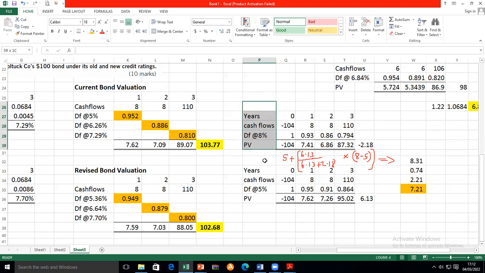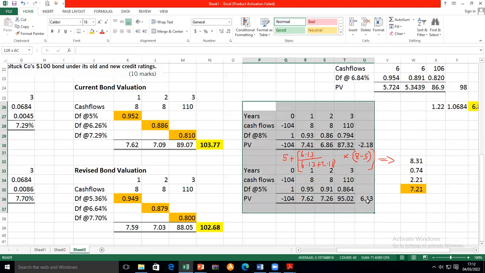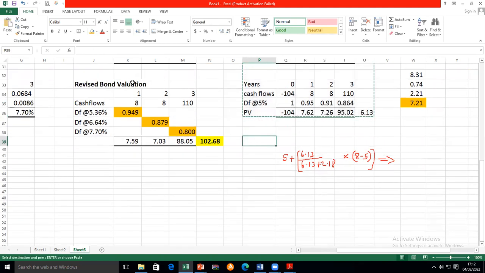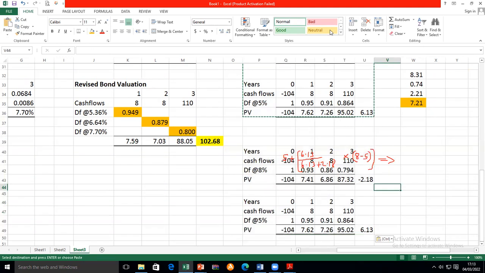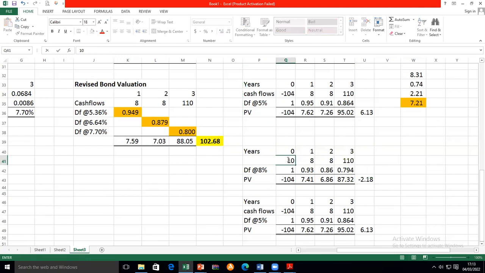Now, the next one we just repeat this. Just cut and paste. The only thing is, what is the only item that will change? Under the revise, what will change? This is what will change here. It's 102.68. That's one item that changes.